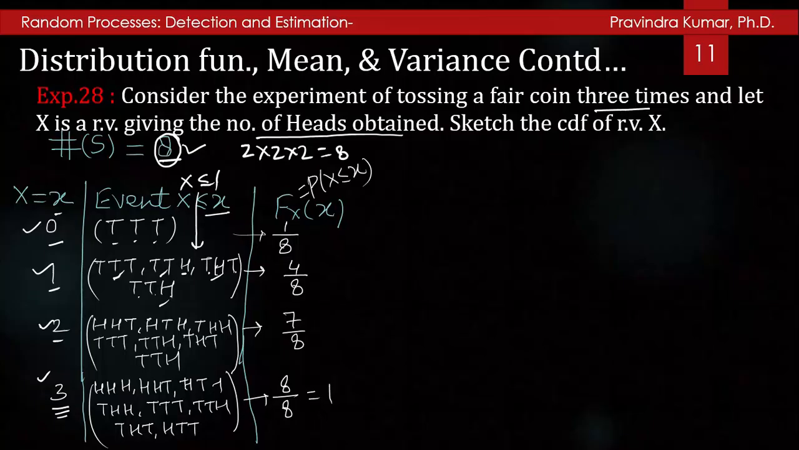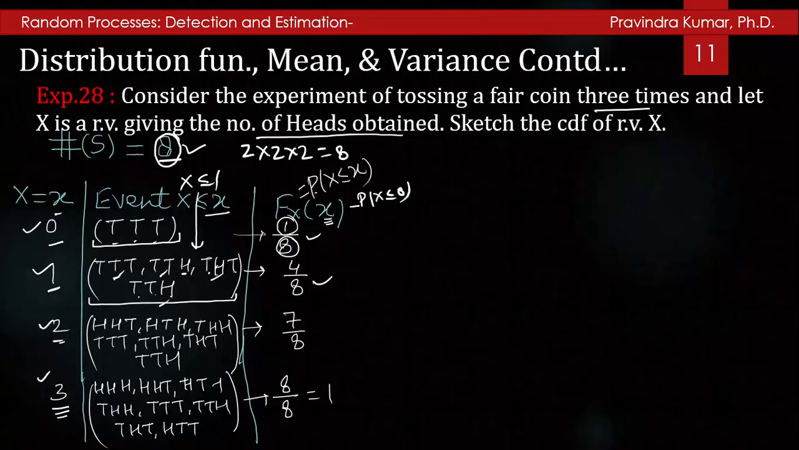So F_X at x equal to 0 means the probability that x is less than or equal to 0. You can see here there is only one favorable outcome. So favorable outcomes upon total number of outcomes is 1 by 8 here. And for x equal to 1, the favorable outcomes are 4 and the total number of outcomes are 8, so probability x less than or equal to 1 will be 4 by 8.